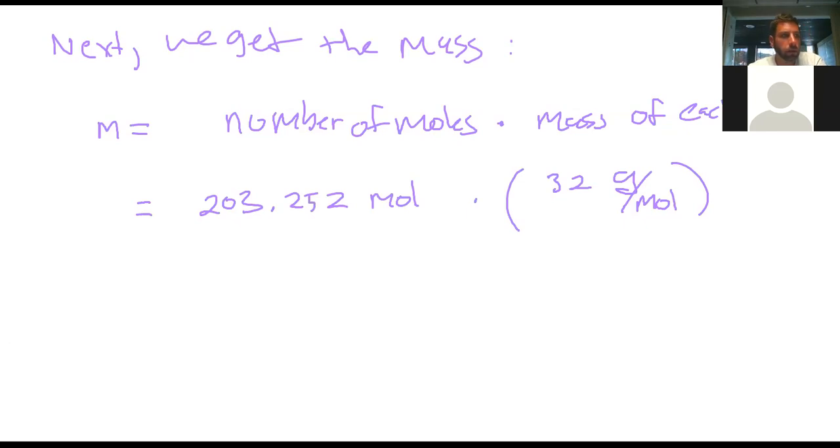All right, so if you do this calculation, 203.252 gives us what? 6504 grams. So we've calculated, we think at least, as long as we didn't make any mistakes, which of course is possible. We're all human, we make errors. If we didn't make an error, then this is the mass of the oxygen inside our tank at a specific temperature and pressure.